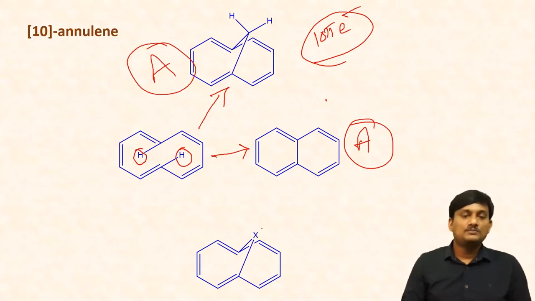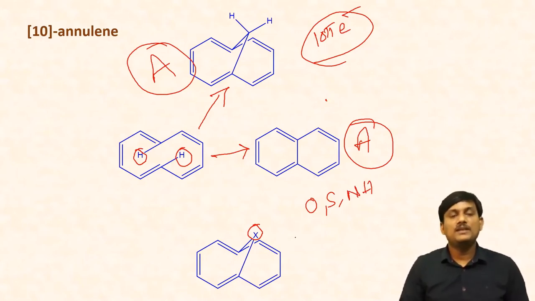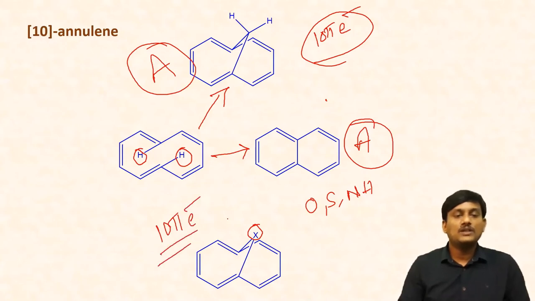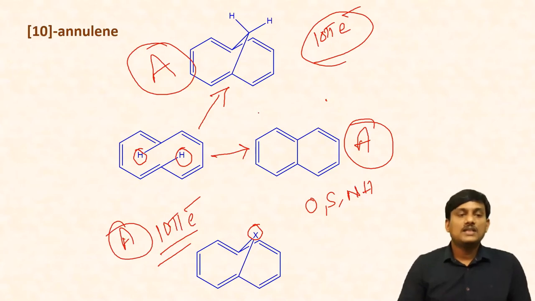And if you bridge these two carbons by some heteroatom, let us take oxygen, sulfur, or NH, in this case also these five pi bonds will be in continuous conjugation. So here also you will have 10 pi electrons. According to Hückel's rule, this one is also aromatic. So 10-annulene can be converted into aromatic by bridging these two carbons.